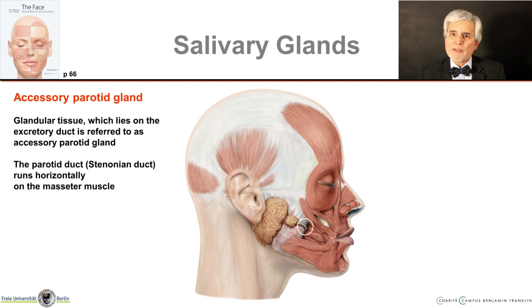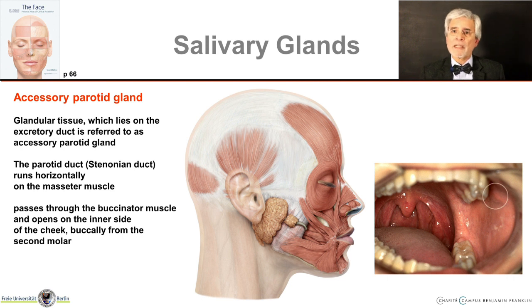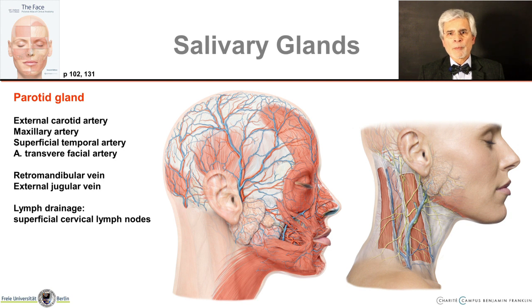Anyway, it passes through the buccinator muscle and opens on the inner side of the cheek, buccally from the second upper molar. The parotid gland is supplied by the external carotid artery, the maxillary artery, and branches of the superficial temporal artery and a transverse facial artery.